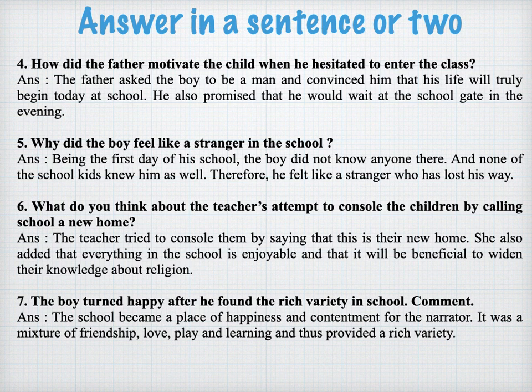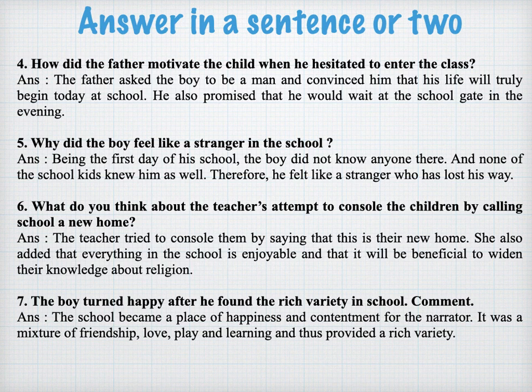The father asked the boy to be a man and convinced him that his life will truly begin today at school. He also promised that he would wait at the school gate in the evening. Question number five: why did the boy feel like a stranger in the school?